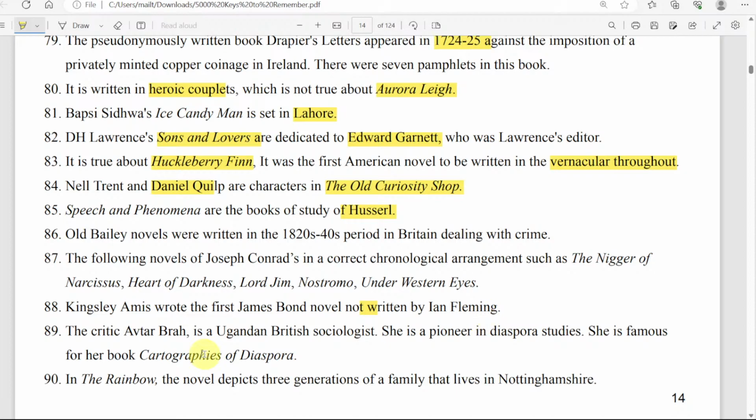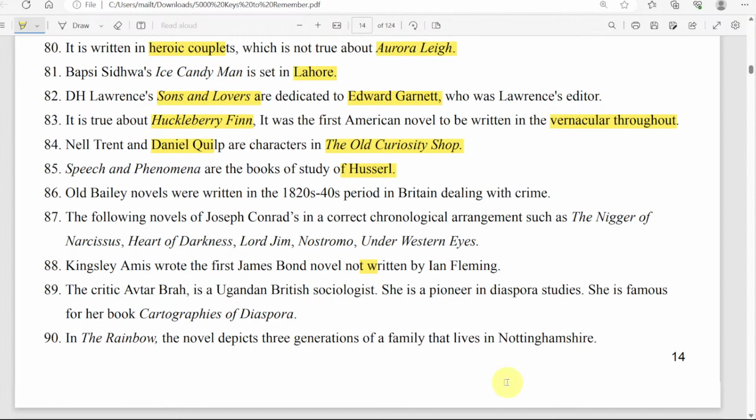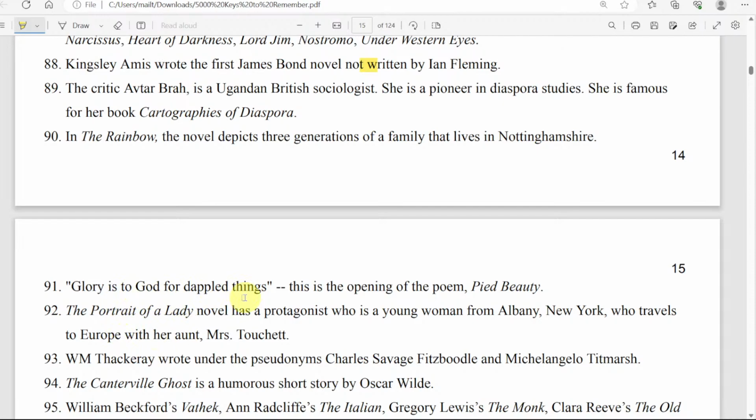The critic Avtar Brah is a Ugandan-British sociologist. She is a pioneer in diaspora studies, and she is famous for her book Cartographies of Diaspora. In The Rainbow, the novel depicts three generations of what family that lives in Nottinghamshire. And glory be to God for dappled things, this is the opening line of Pied Beauty.